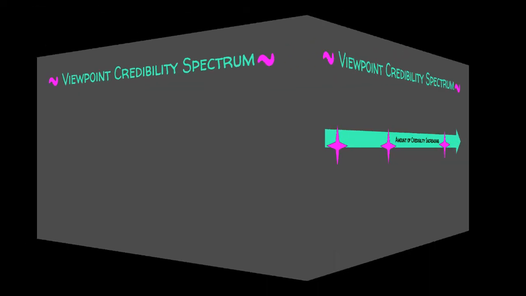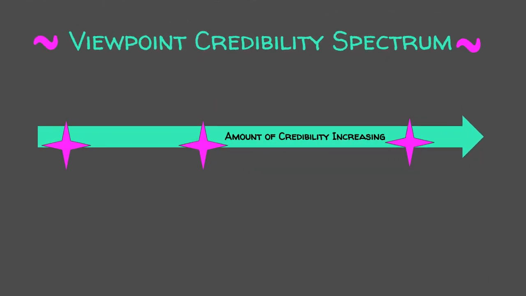Hi, everybody. Today we'll be learning about the viewpoint credibility spectrum. Like we've talked about before, a spectrum is just a way of organizing ideas so you can compare and contrast them. You can see here we've got our viewpoint credibility spectrum going to the right. So as you move from left to right, the amount of credibility will increase.